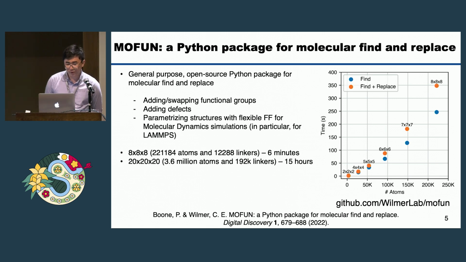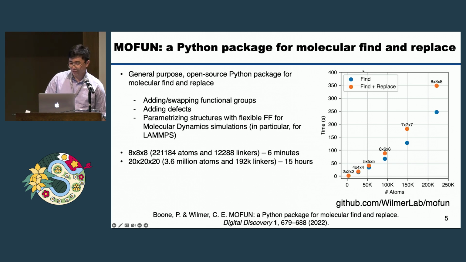Okay, so before we move to talking about some structure-property relationships, I would like to talk about the Python package that was developed in our lab by Paul Boone. It is a general purpose open source Python package for molecular find and replace. In the context of molecular simulation, it is very useful for operations like adding or swapping functional groups, adding defects, and especially for parameterizing structures with flexible force fields. We know that generating LAMMPS data files with flexible force fields is not easy. And it's also very efficient.